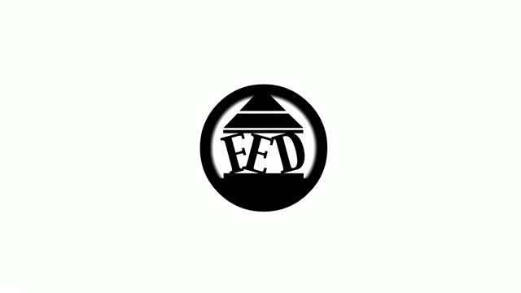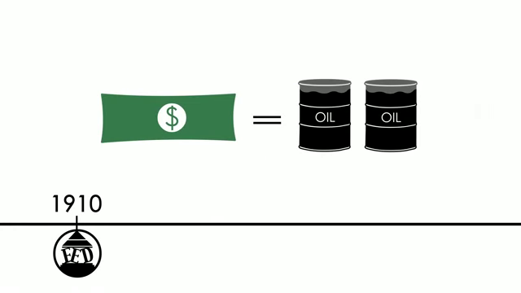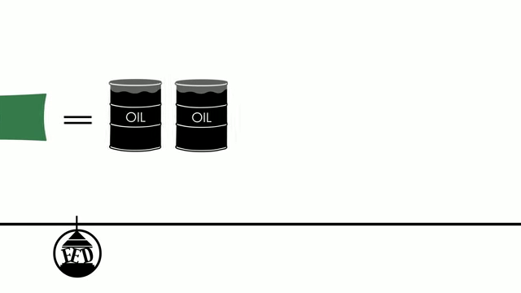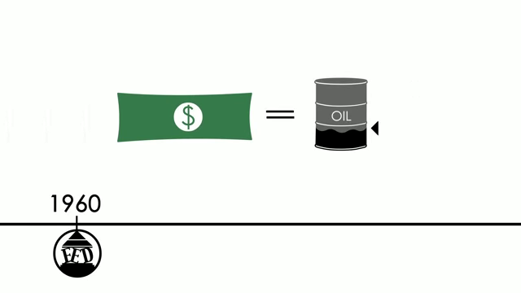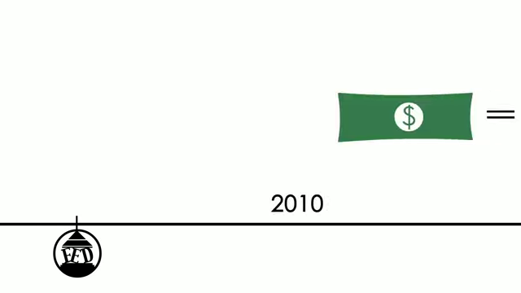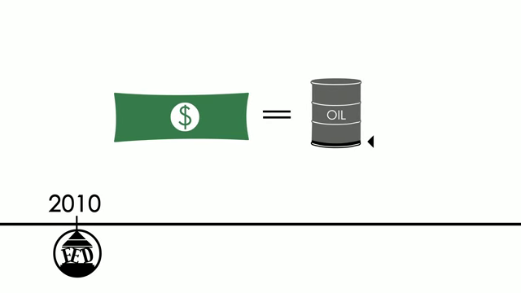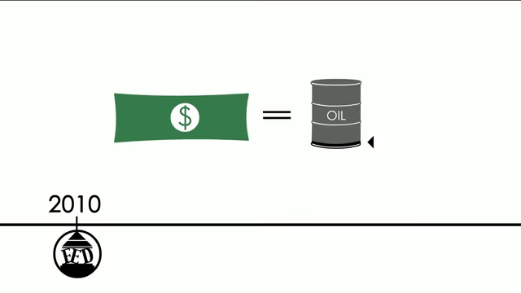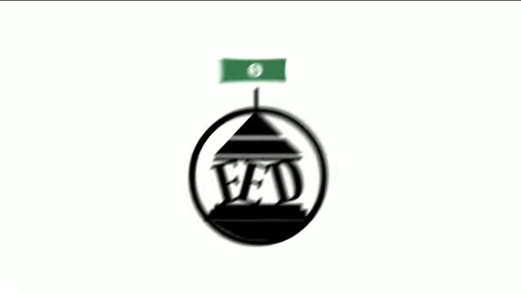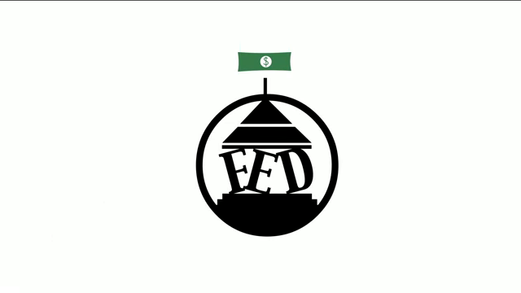100 years ago, when the Federal Reserve Bank was formed, $1 would buy you this much oil. 50 years ago, it bought you this much. Now, it buys you this much. That's not very much, is it? In fact, in the 100 years since the Federal Reserve Bank was formed to protect the currency, the purchasing power of the dollar has fallen by this much.